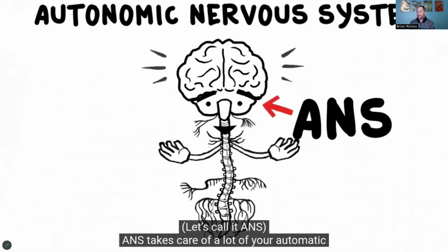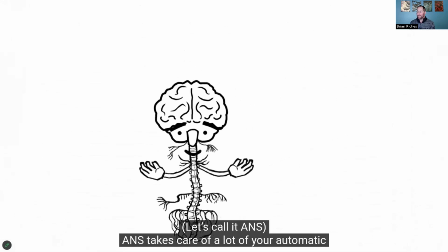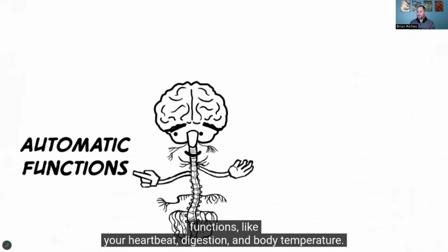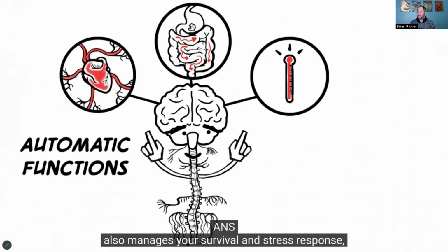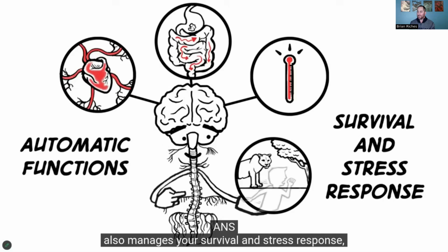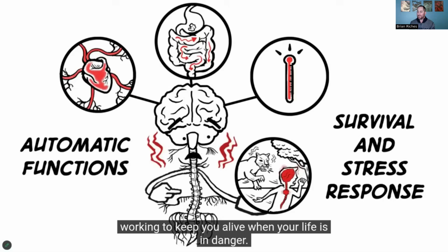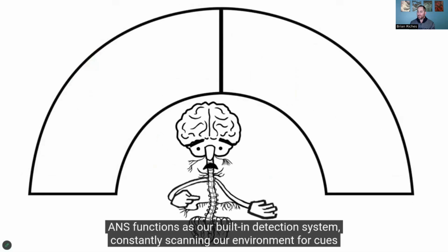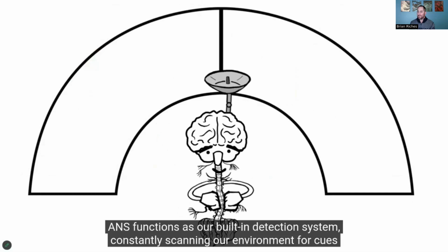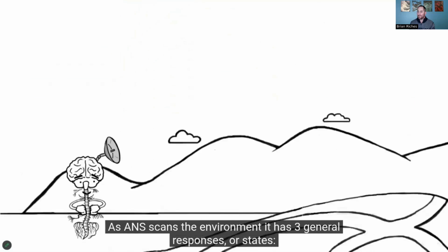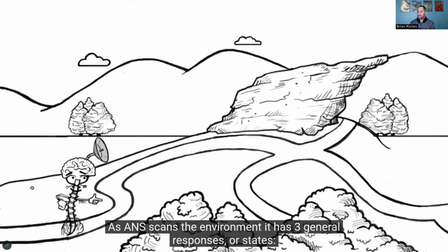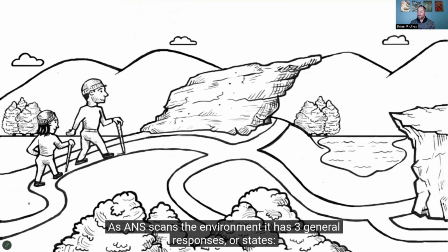Let's call it ANS. ANS takes care of a lot of your automatic functions, like your heartbeat, digestion, and body temperature. ANS also manages your survival and stress response, working to keep you alive when your life is in danger. ANS functions as our built-in detection system, constantly scanning our environment for cues of safety and cues of danger. As ANS scans the environment, it has 3 general responses or states.